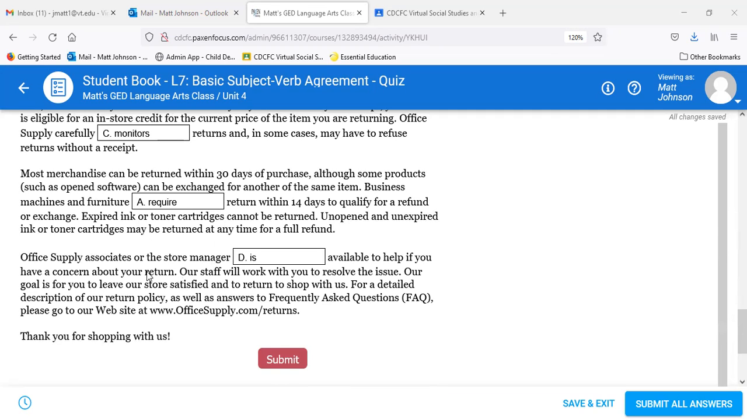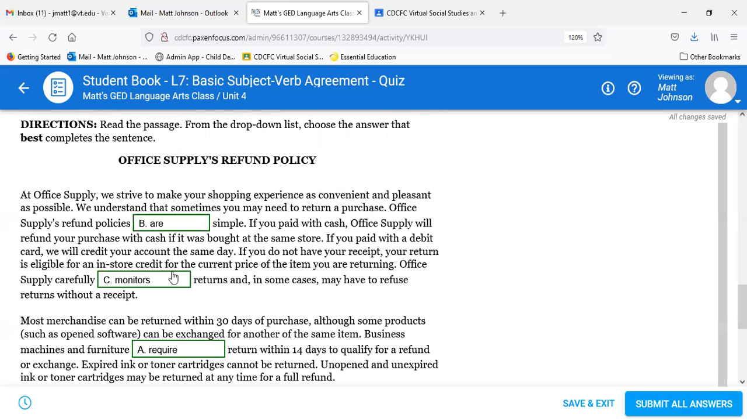So associates or the store manager is available to help if you have a concern about your return. Our team, our staff, will work with you to resolve the issue. Our goal is for you to leave our store satisfied and to return to shop with us. For a detailed description of our policy, as well as answers to frequently asked questions, please go to our website at www.officesupply.com. Sounds like the guy at the end of all the legalese at the end of the commercials.